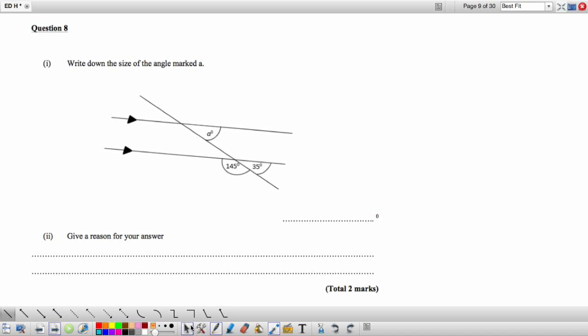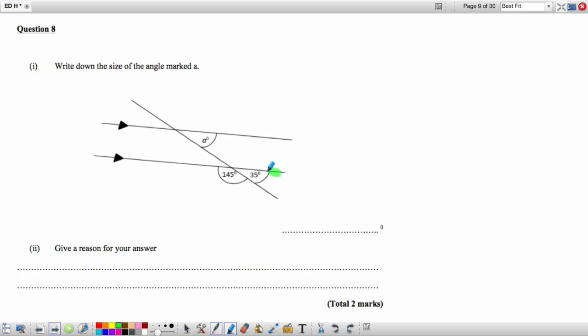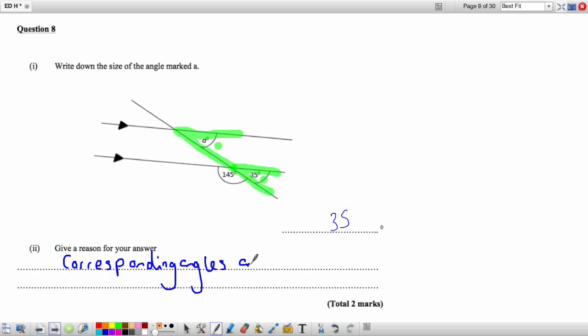Question 8. Write down the size of the angle marked A. We need to provide our reason. So here we can see we have our angle enclosed here, and if we extend up to A and across, we've got a corresponding angle. So these two angles are equal, so A is 35. Putting our reason down here, we have the corresponding, they make the F shape, corresponding angles are equal.